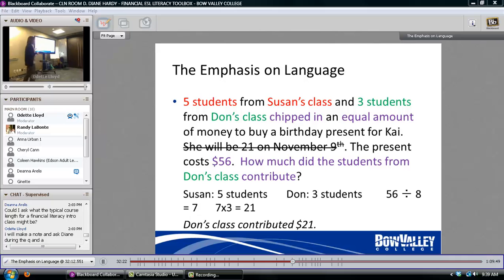So we found that often learners will know one word. For example, with addition, they might know the word "add," but they may not realize that "plus" and other words are synonyms that mean the same thing. So we'll look at the different words. We know that the present costs $56, and what we need to figure out is how much the students contribute. And so they need to know that the students contribute an equal amount.